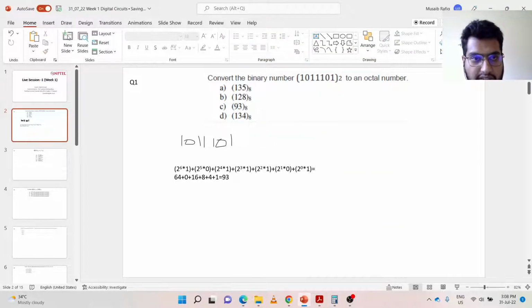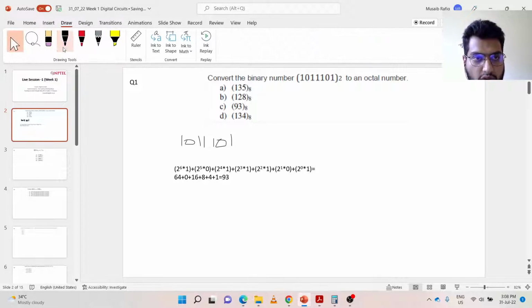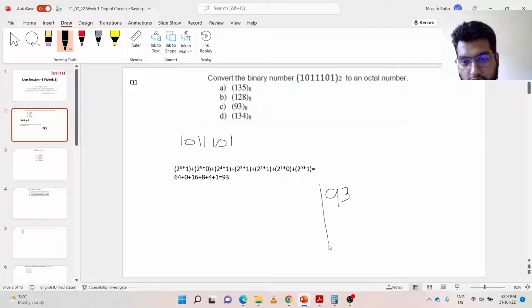Now we have to convert this 93 in decimal into octal, as the question asks. To convert the decimal number 93 into octal, we divide it by the base of the number system, that is 8. The octal system has base 8. 8 times 11 is 88, so we have the remainder 5.